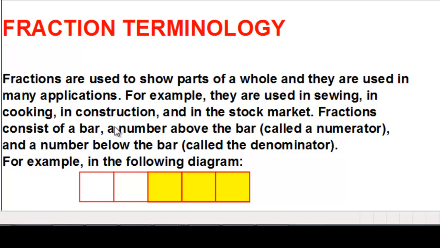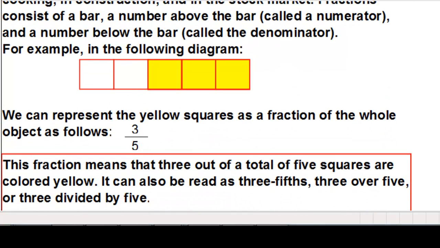Fractions consist of a bar, a number above the bar called the numerator, and a number below the bar called the denominator. For example, in the following diagram, we can represent the yellow squares as a fraction of the whole object as follows: 3/5. This fraction means that 3 out of a total of 5 squares are colored yellow. So 3/5 means 3 out of 5. It can also be read as 3/5, 3 over 5, or 3 divided by 5.